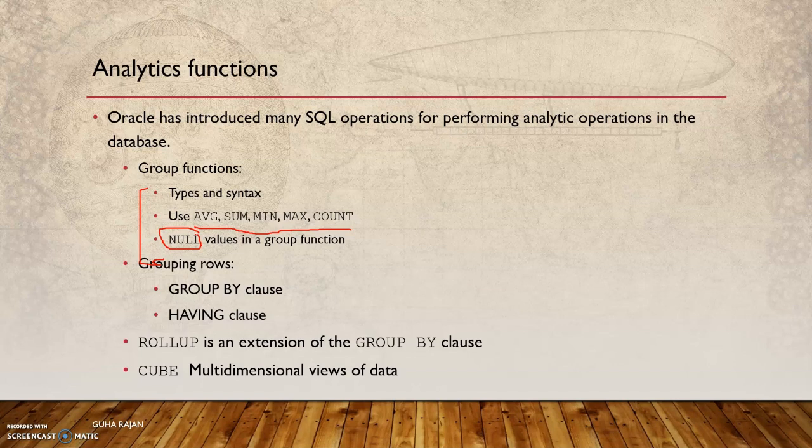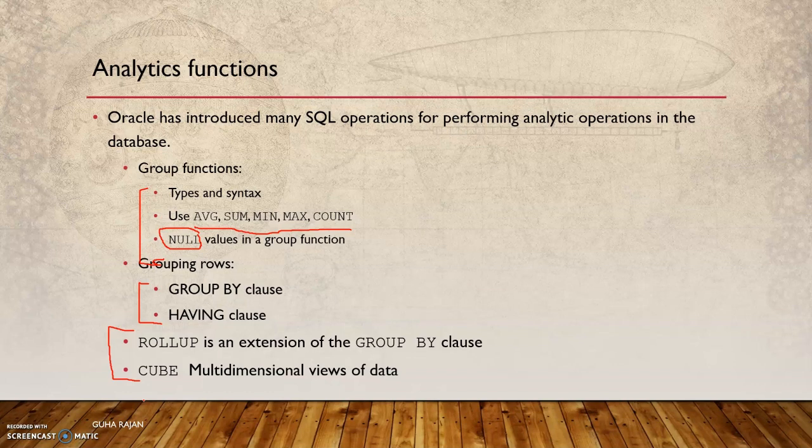So then you'll use the null functions. Then there is a group by and having. There is also, interestingly, the roll up and cube. The cube is what is generally used in data warehousing.